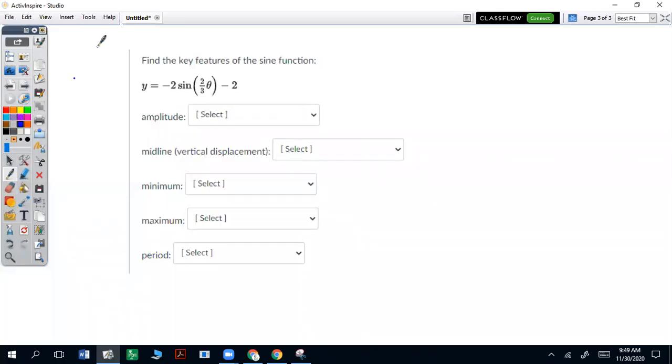All right, this is number three. You're gonna wanna check this one here, try it on your own again, and then you can check it with me. So the amplitude here is gonna be positive two. Again, ignore the negatives, always positive. So it's gonna be two.